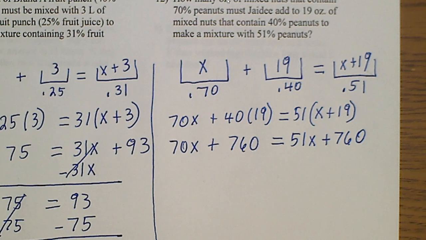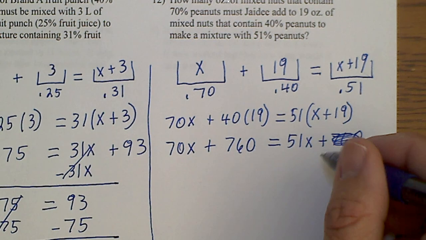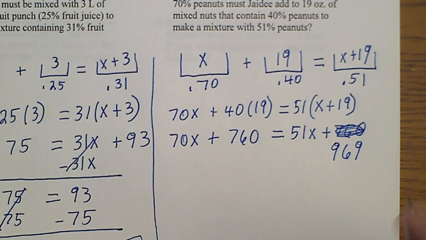760, it looks right. Oh, no, wait, I'm sorry. Nope, that is incorrect. I was not thinking. 51 times 19. Hold on, guys. 969 is what I meant to say. There we go. Okay. All right, so there we are. I apologize for my little mistake there. Okay, so now, again, same thing.